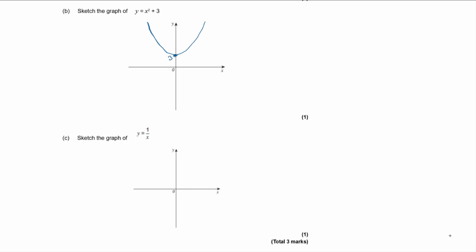y-axis. Part C says sketch the graph of y equals 1 over x. 1 over x is a reciprocal curve, so it looks like that. Important point is you should not touch the axes. They're asymptotes, so the curve should approach but never touch. It should be vaguely symmetrical. Mine looks a bit pulled at the bottom there, but I think I'll get away with that.